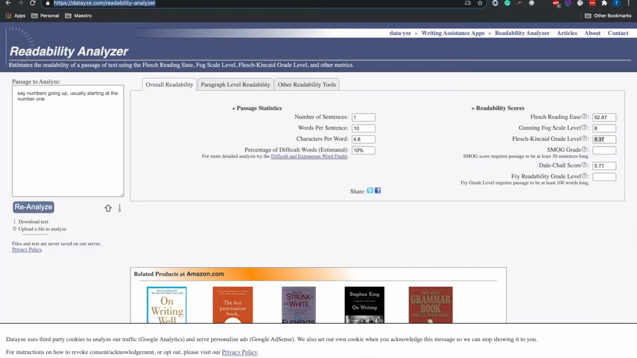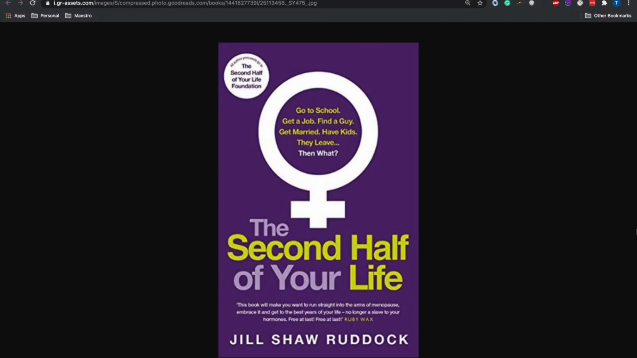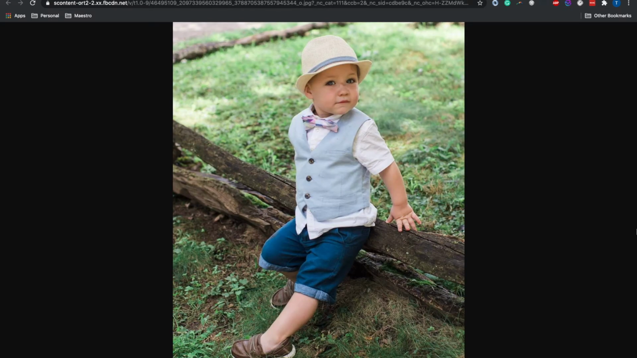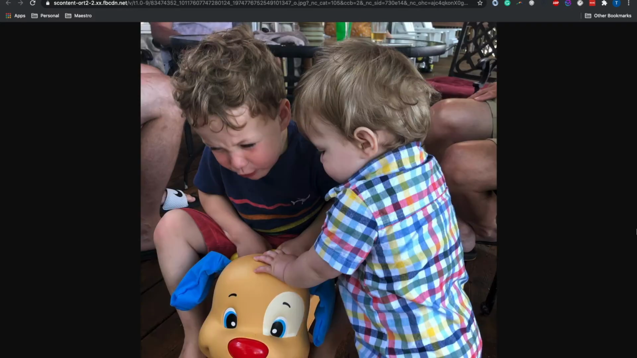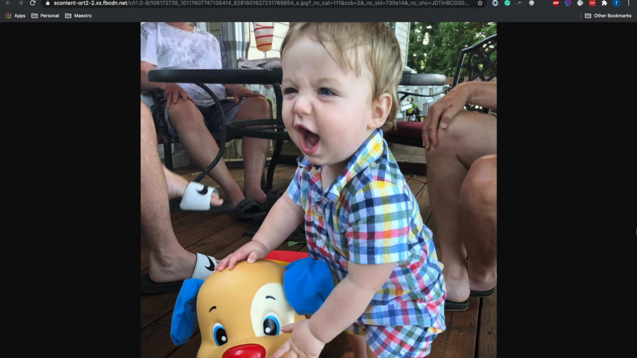Now, looking at the second half of the definition, we have usually starting at the number 1. Now look, you are a child, and a child needs firm rules. Mommy doesn't make rules like usually wash your hands after going to the bathroom, or usually don't bully and harass other children. That would be ridiculous. So let's take usually out of the equation.